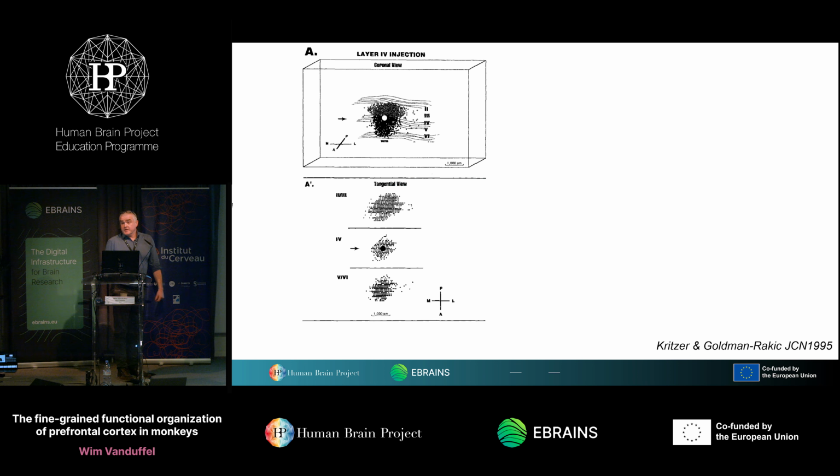I think Goldman-Rakic was probably amongst the first to show it, making injections in different layers in different areas of prefrontal cortex and revealing columnar-like structures, very similar to what people had been seeing at that time in posterior occipital visual areas. I think about the work of Hubel and Wiesel, or even parietal cortex, the work of Mountcastle, and so on.